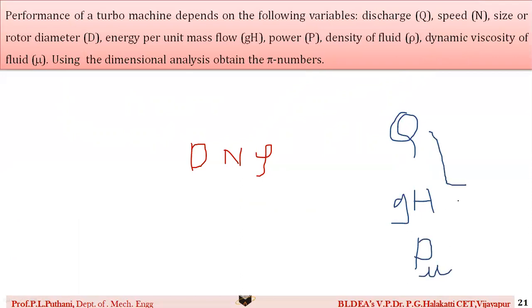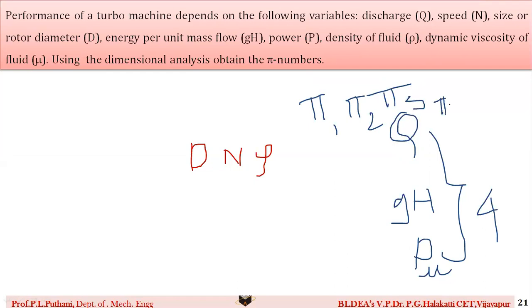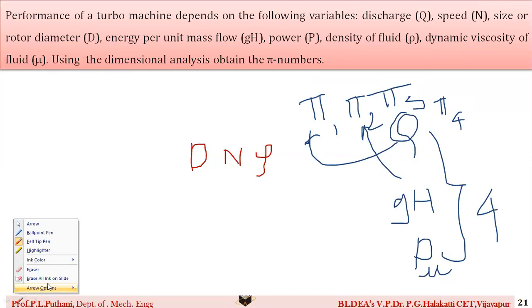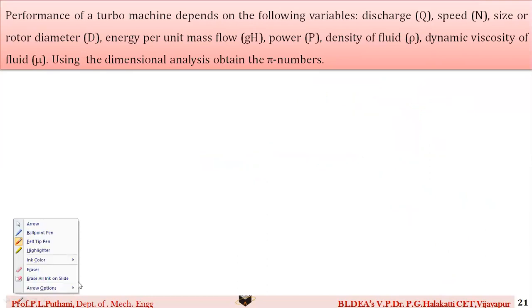So totally, how many variables do we have? 4 variables. How many pi terms do we have? We have 4 terms: pi 1, pi 2, pi 3, and pi 4. So automatically, you can use each variable for each pi term. For pi 1, you can use Q. For pi 2, GH, like this. As we go further in the process, you will come to know how we are using this method. So let us start with the solution now.